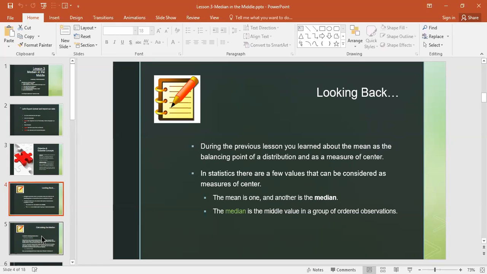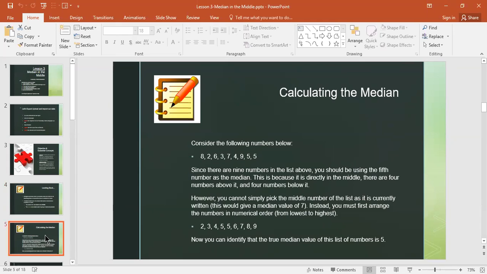So let's take a look at an example. We have calculating the median. If you're using your practice book, this example is in the practice book as well. Consider the following numbers below: 8, 2, 6, 3, 7, 4, 9, 5, 5. It's important to know how many data points you have. So we have 1, 2, 3, 4, 5, 6, 7, 8, 9. We have 9 numbers here.